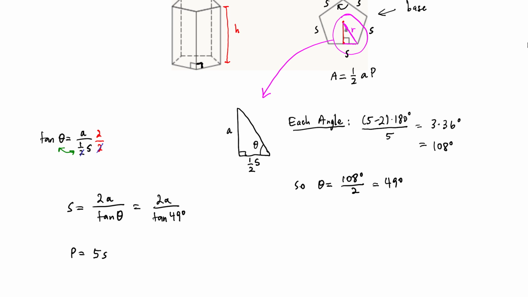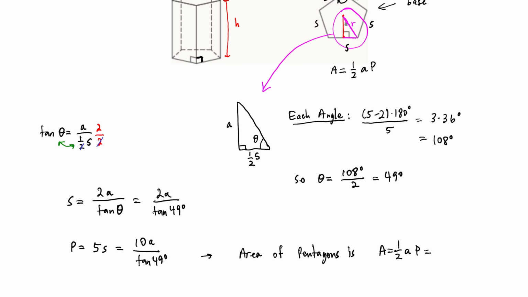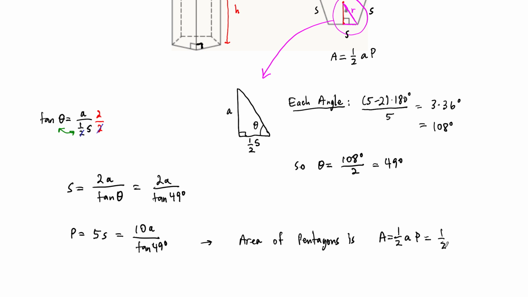And so if perimeter is 5s, then it's going to be equal to 10a over the tangent of 49 degrees. I'm going to leave everything exact until the very end. And that means then that the area of the pentagons is, remember, 1/2 times the apothem length times the perimeter, right? So what we end up with here is that it's 1/2 times a times 10a over tangent of 49 degrees.